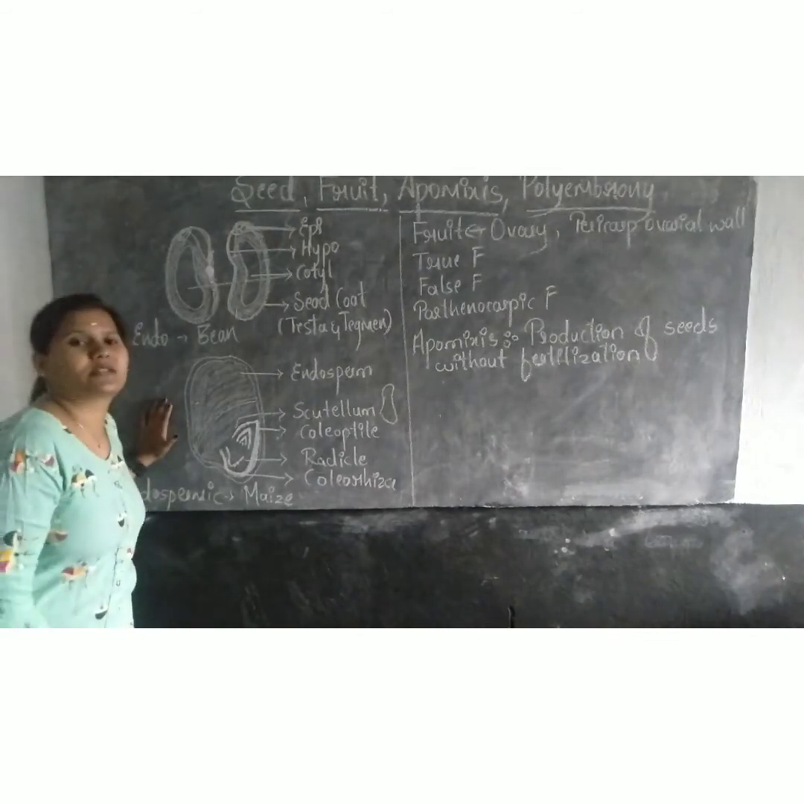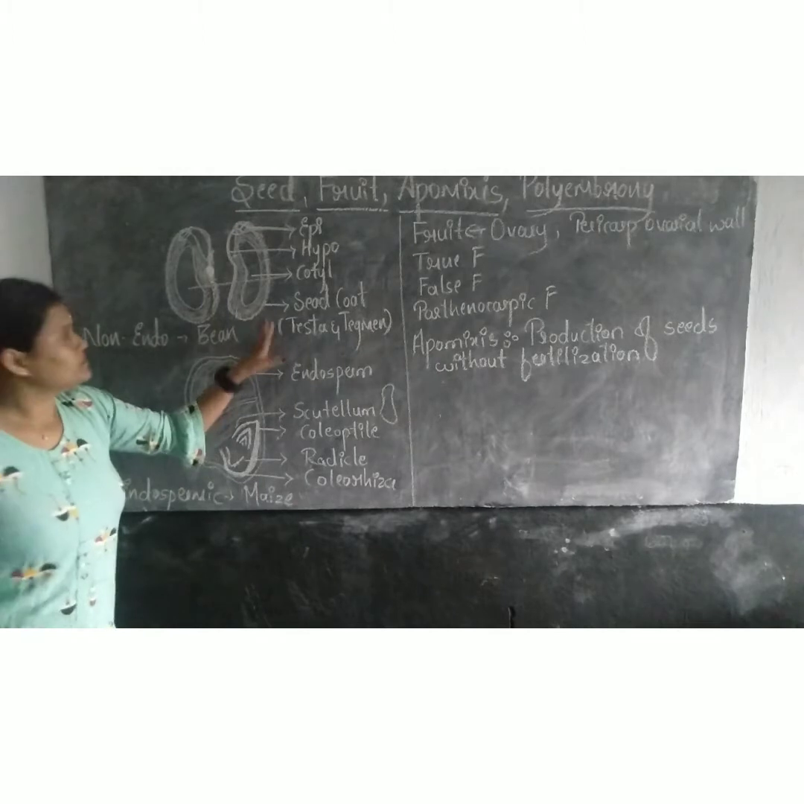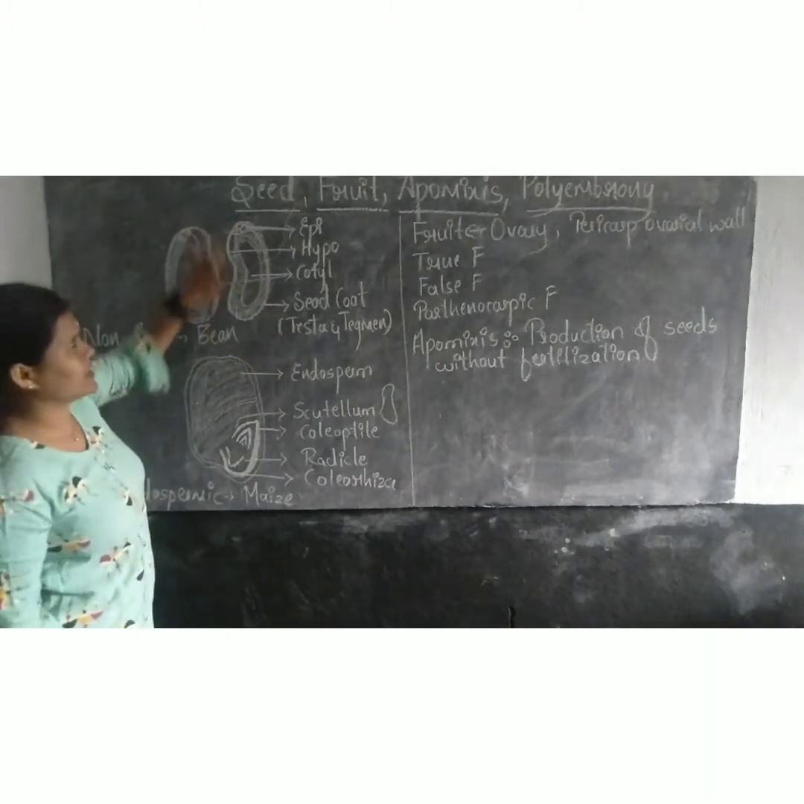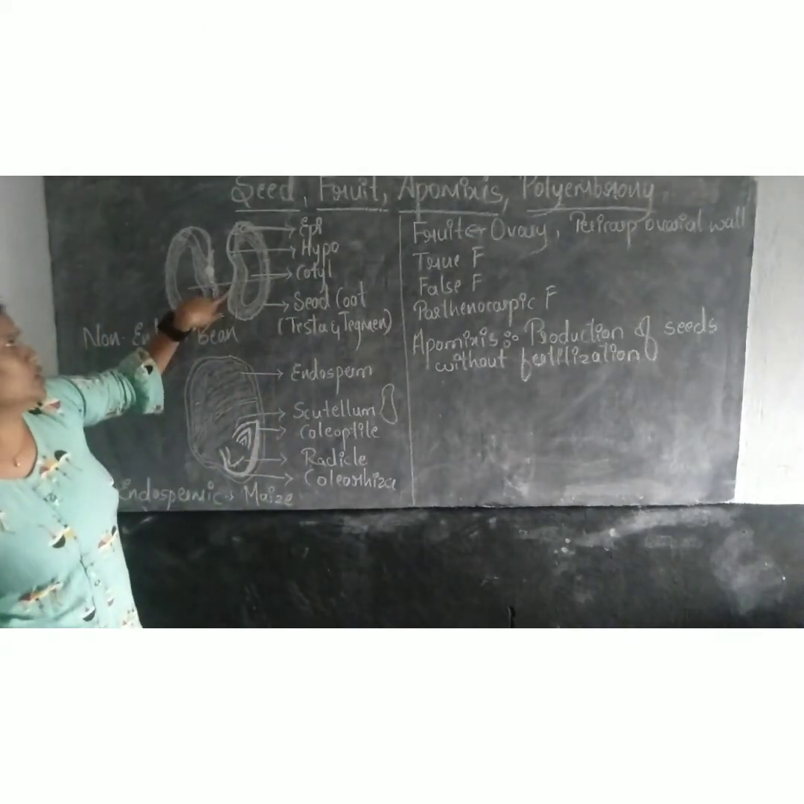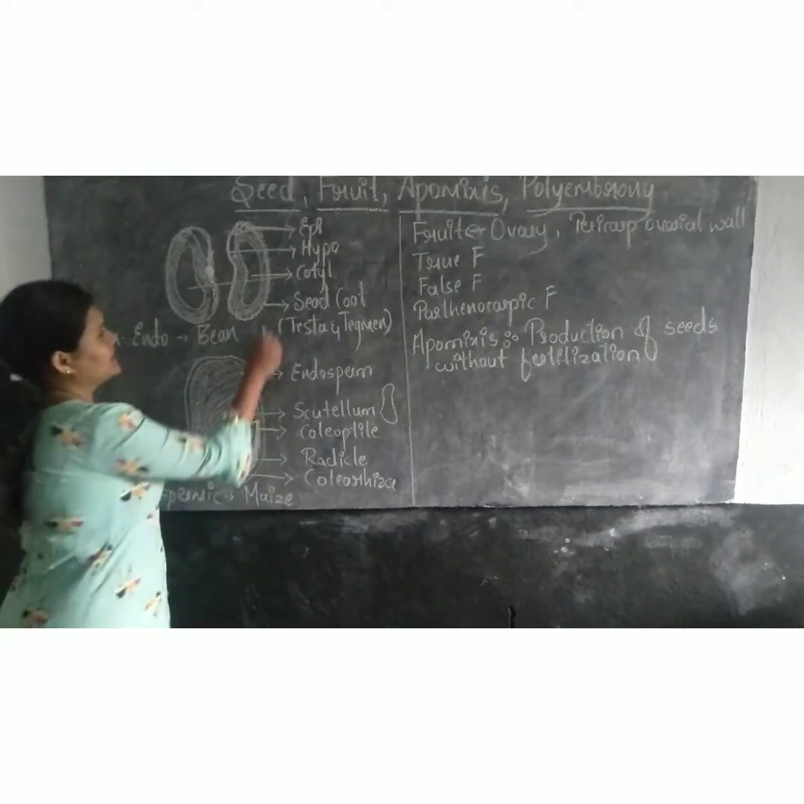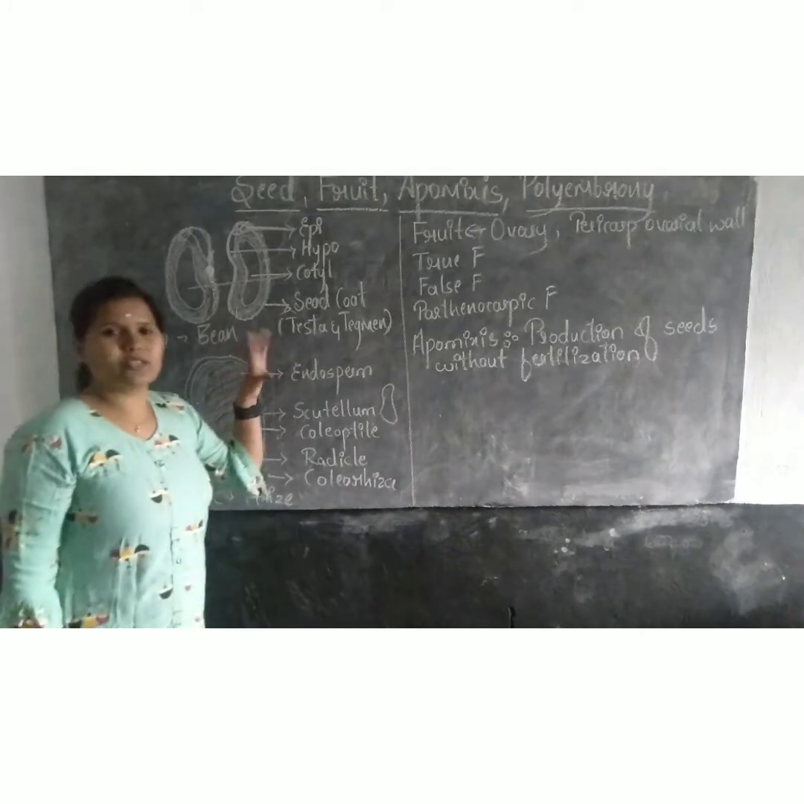This is the monocot seed. So you can see in the structure where the seed possesses the embryo axis, that is epicotyl and hypocotyl. In the same way, the two cotyledons will be present in the dicotyledon seed, and this is the seed coat. First of all, let's go through the structure.